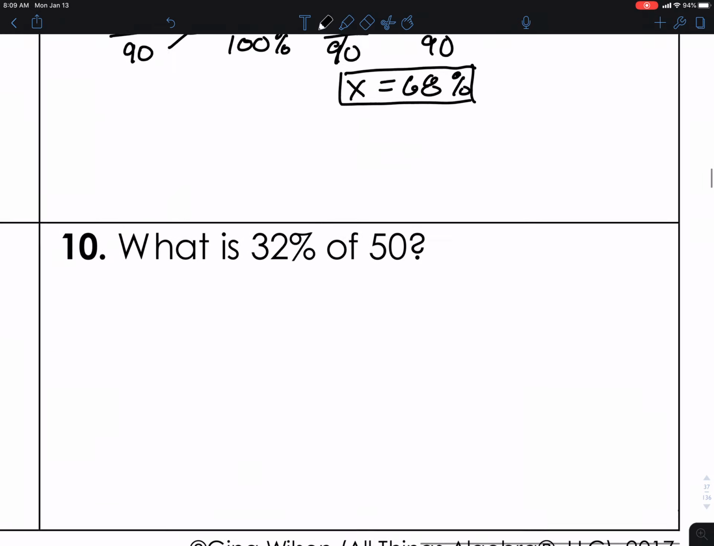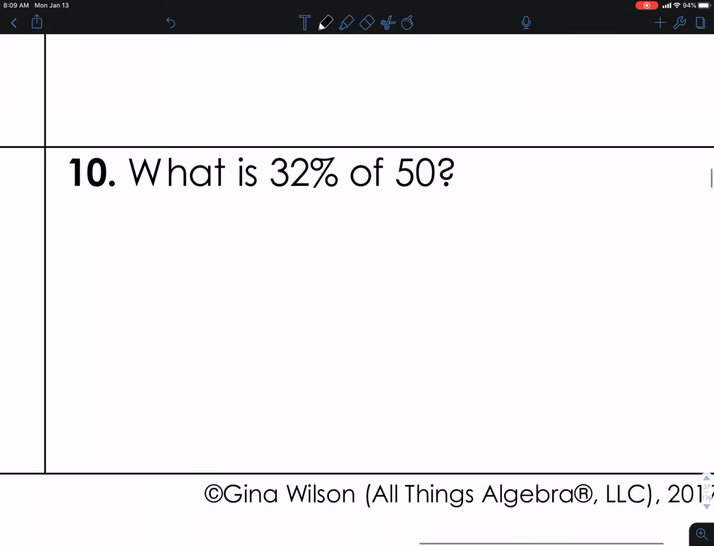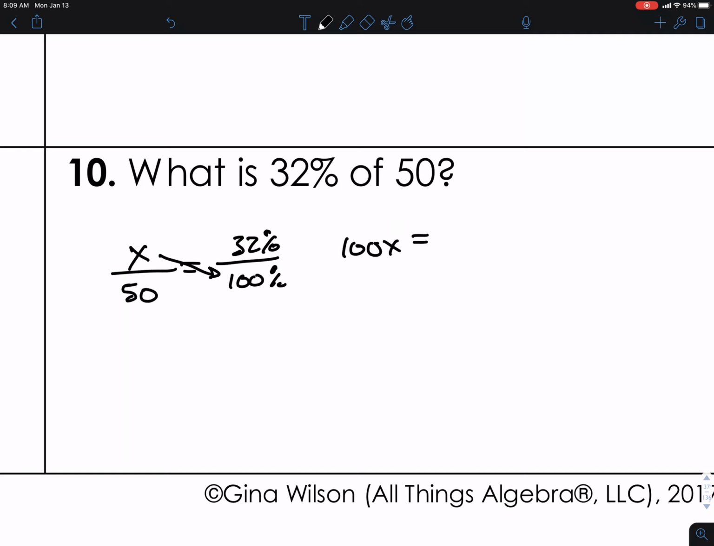Let's look at number 10. What is 32% of 50? Bar equals bar over 100. If you want, you can put a percent there. 32%. Well, they gave me the percent. That's got to go here to my part. Of 50. Where's of go? Of goes in the lower left. So we're looking for the part. Okay. So x times 100. 100x equals 50 times 32, that gives me 1,600.